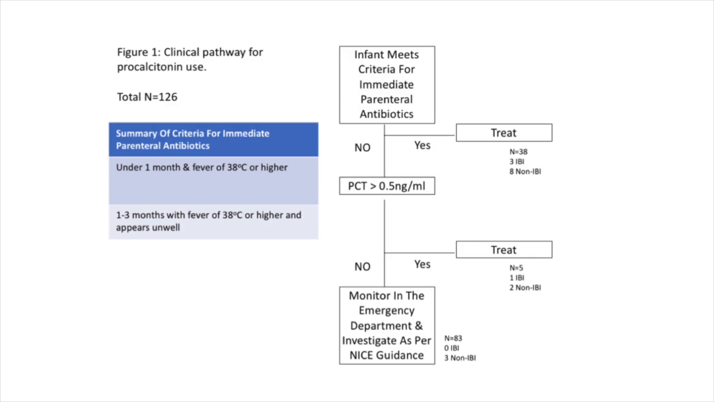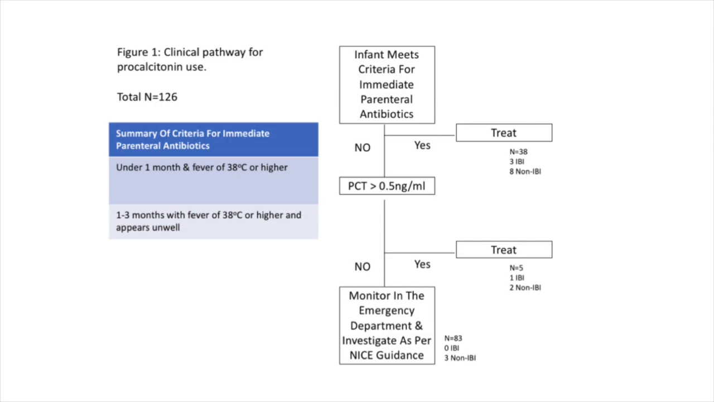We had 38 that did meet those features, and of those, 3 had invasive infection and 8 had non-invasive serious infections. So very high rates, 11 out of 38 were treated. We said, if they don't meet those immediate criteria, rather than giving antibiotics anyway, we'll perform a point-of-care procalcitonin test. So we collected 0.5 mils of blood and performed the test on the Samsung IV10 in the emergency department with results in 20 minutes.